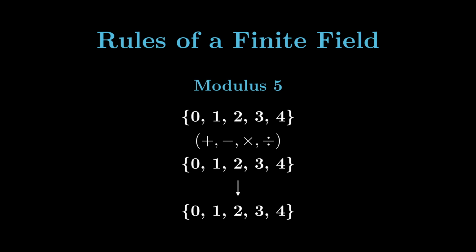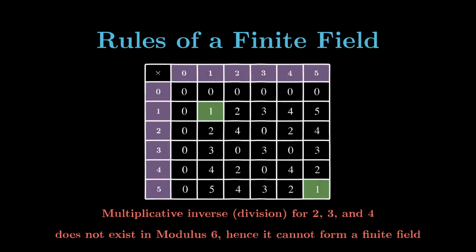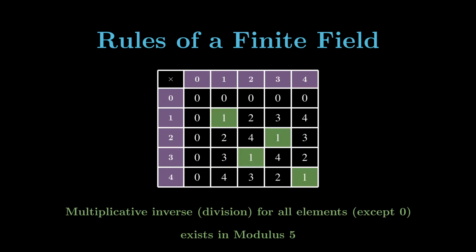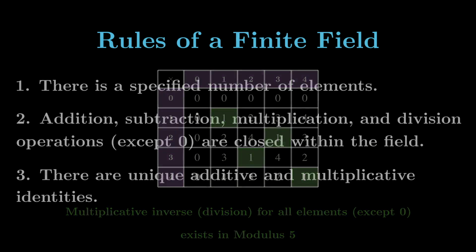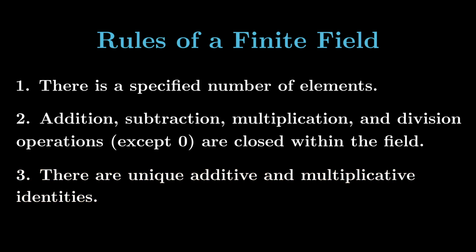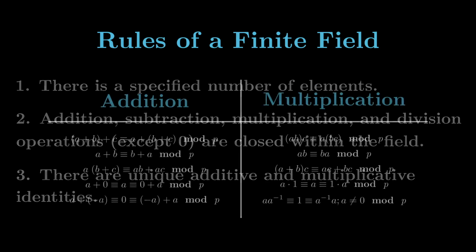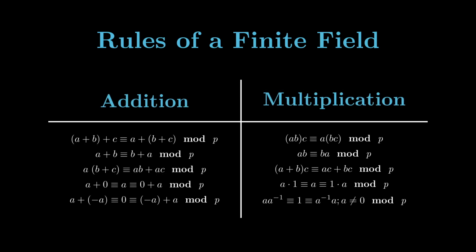As we saw earlier, if we chose a modulus value that is not a prime, for example 6, we found that in some cases division was not defined for some particular elements, whereas if we chose a prime modulus, let's say 5, then the division is defined for all elements. Lastly, there is a set of unique additive and multiplicative identities that should be satisfied by a set of elements to form a finite field.